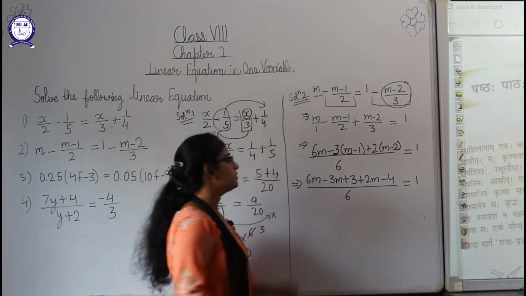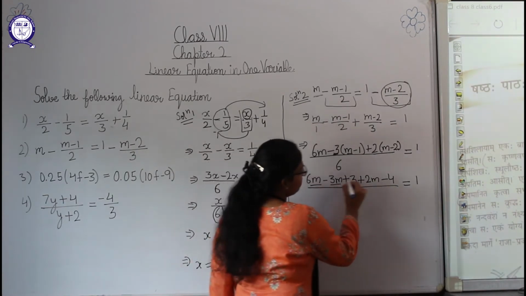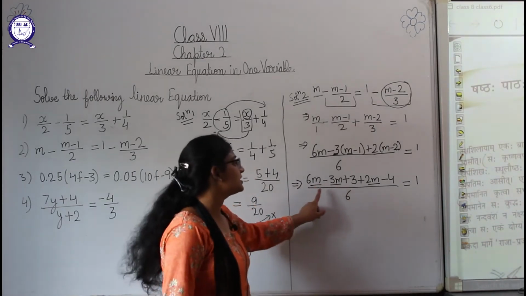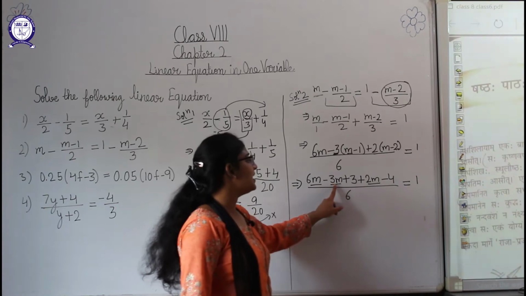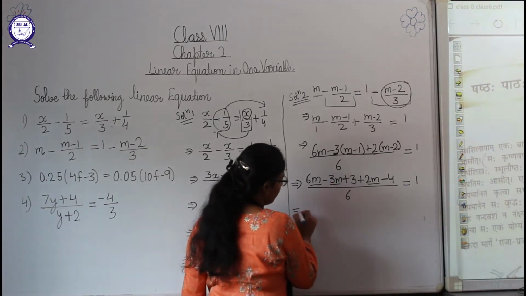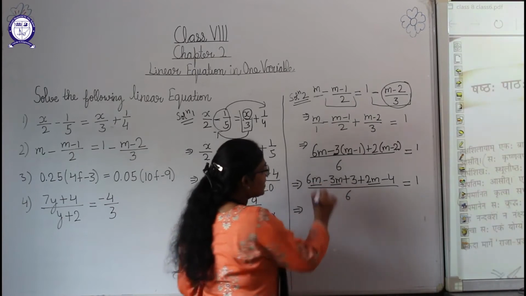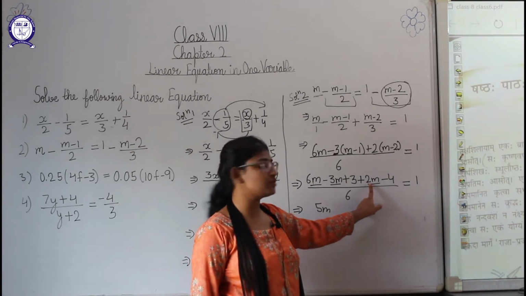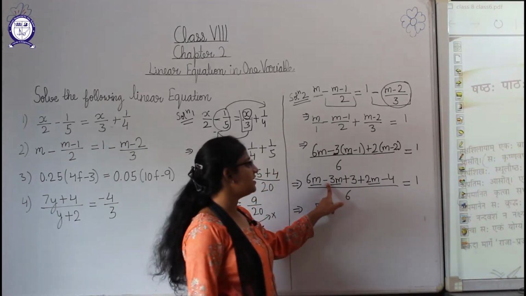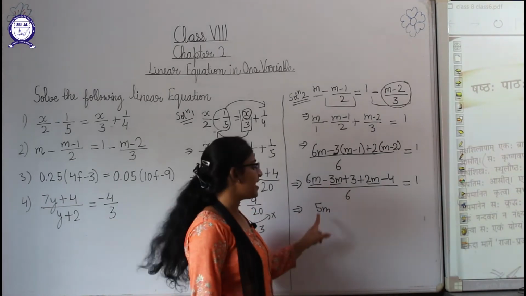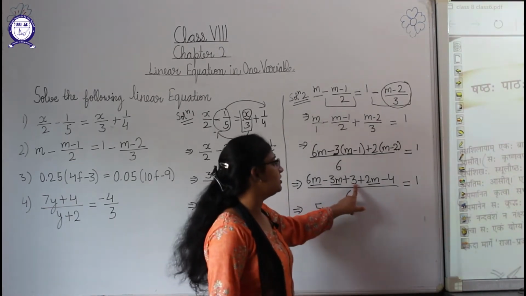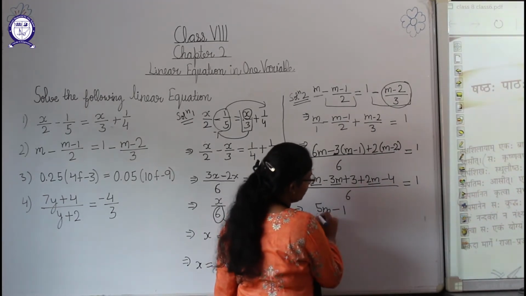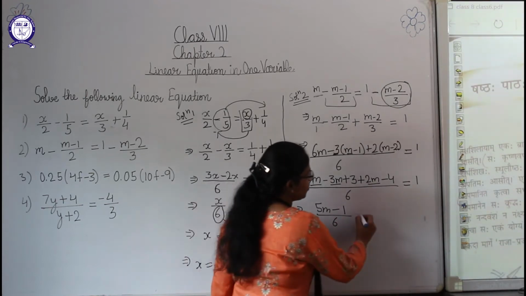Now what we will do, we will solve the like terms. There is 6m, minus 3m and 2m. We will solve these three terms. So 6m plus 2m is 8m, and 8m minus 3m will be 5m, okay students. 6m is positive, 2m is positive, so we will add them. So 6 plus 2 will be 8, so it will be 8m, and it is negative, so 8 minus 3 will give us 5m. Now the constants 3 and minus 4, so 3 minus 4 will be minus 1, and divided by 6 is equals to 1.